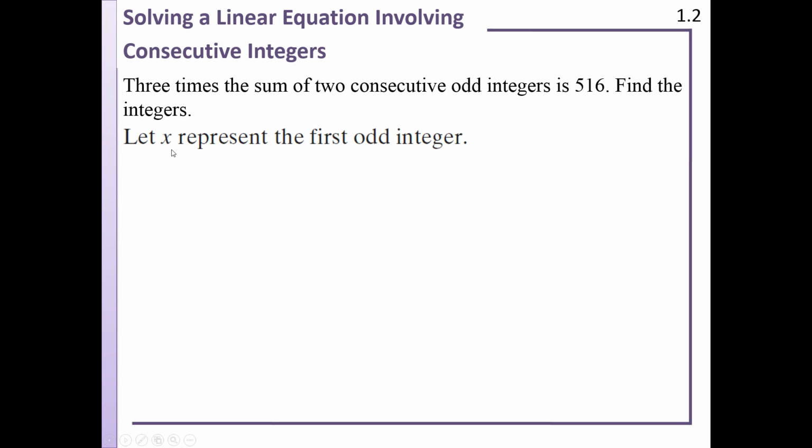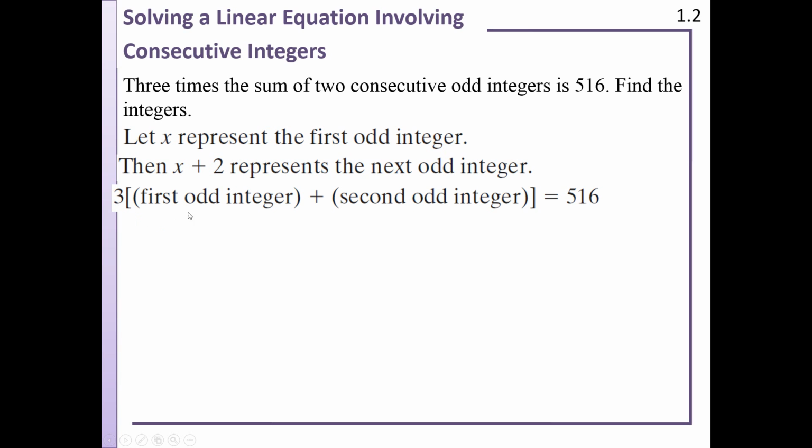Well, if x represents an odd number, say x is 3, the next odd integer would be 5. So how do you get to 5 from 3? You have to add 2. You have to skip over the even integer after the odd one. So x plus 2 would represent the next odd integer. Now what we know about these integers is that 3 times this sum is 516. So we need 3 times this sum.